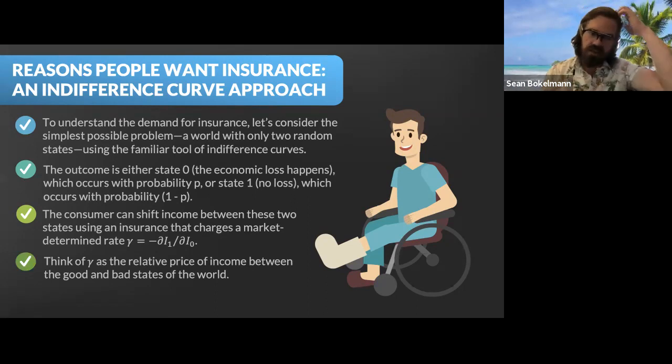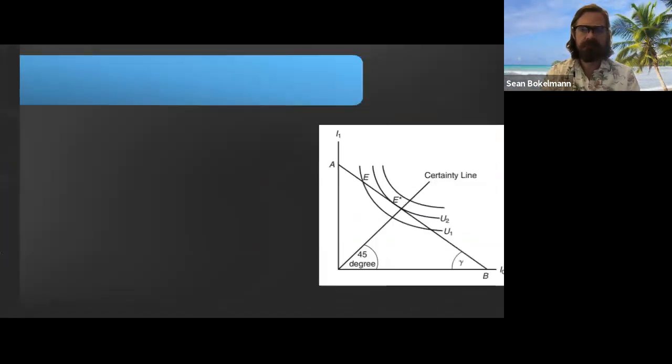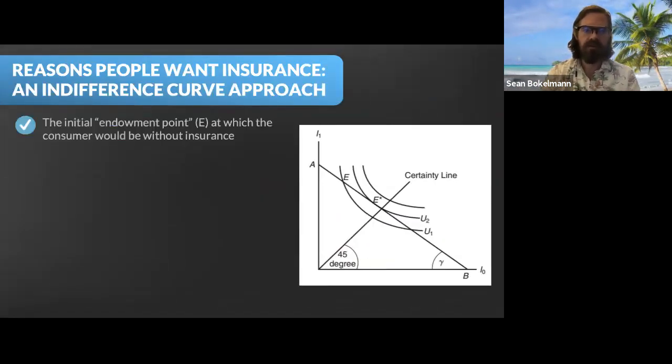Now, a good way to think about what this gamma is, it's basically kind of like a price. In fact, it's like a relative price, right? We can think of it as the relative price of income between the two states of the world, the good state and the bad state. Now, it's kind of weird to think of income having a price, but that's really a useful way of thinking of it. All right, so let's think about this in terms of our indifference curve, right?